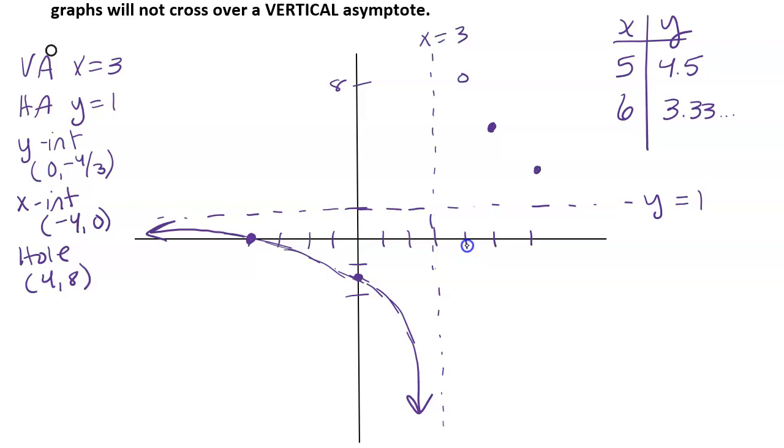You can see that curve forming, and now you want to fill that in. You want to jump over that hole, make it curved with a little bend to it, and then head to the right and up. You want those asymptotes to steer that graph for you.